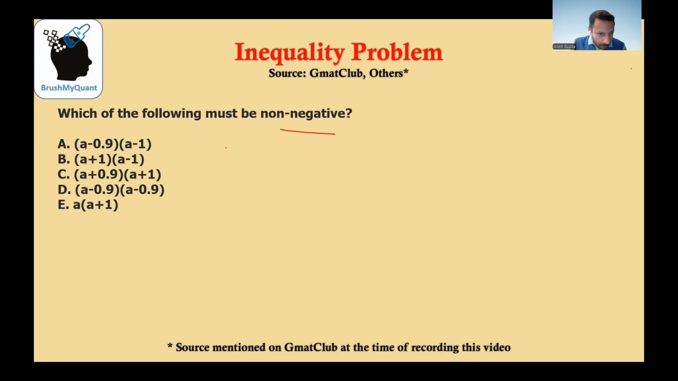If you look at option A, it's difficult to do that because I have a minus 0.9 and a minus 1. We can try numbers and see if this is non-negative, but let's park it for now. Option B says a minus 1 times a plus 1. That means this is equal to a square minus 1 square, or a square minus 1.